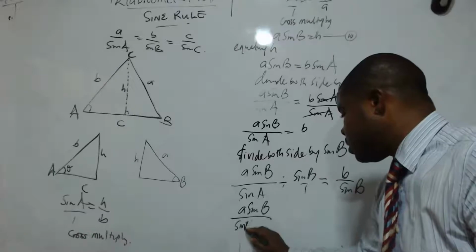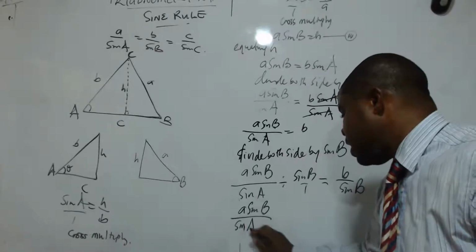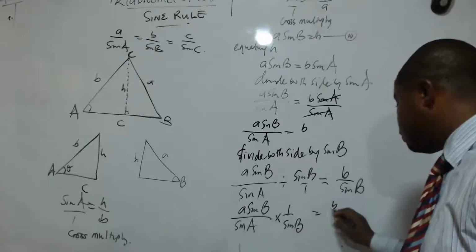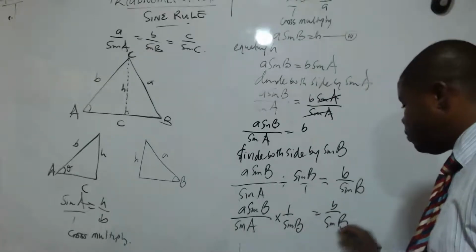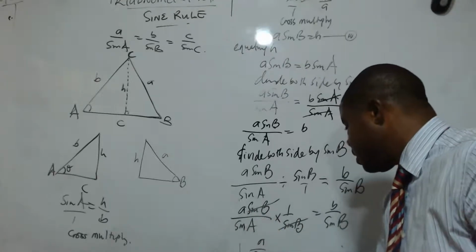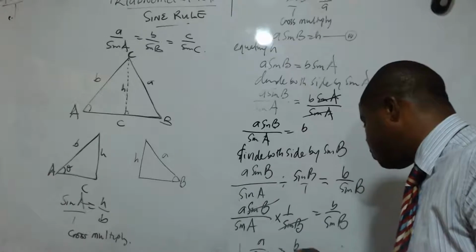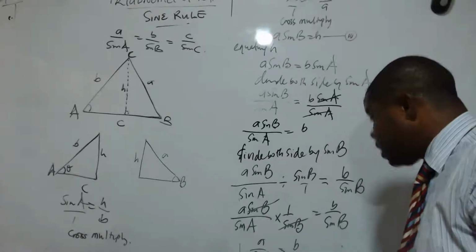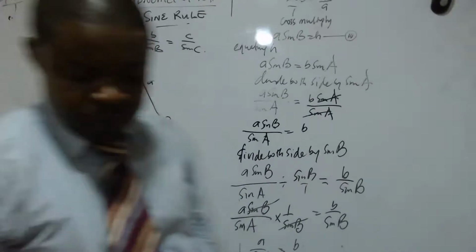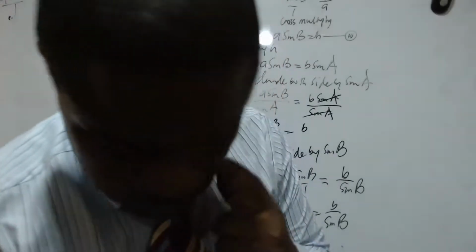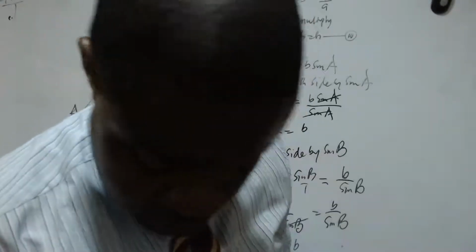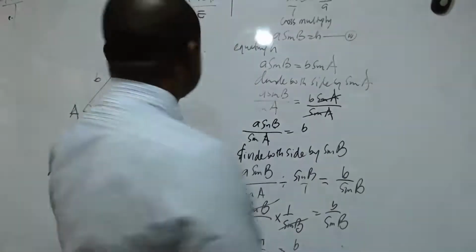So here we're going to have A sine B over sine A times 1 over sine B equals B over sine B. So this B will go with this B, and you have A over sine A is equal to B over sine B. And that is what the sine rule is all about. Now, how do we use that to solve a problem?